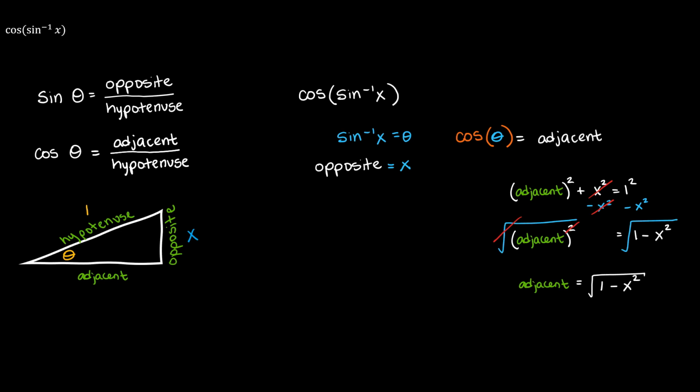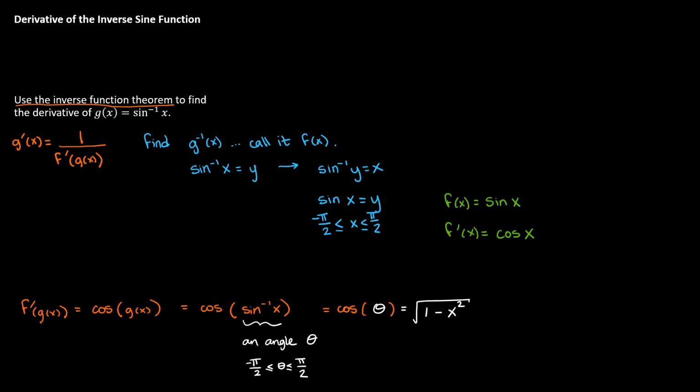Now we can see that the adjacent side of this triangle is the square root of 1 minus x squared. That is what cosine theta is equal to. So remember, cosine of sine inverse of x is what we are calling cosine theta. Coming back to the problem we were working on, we can now say that f prime evaluated at g is the square root of 1 minus x squared. So we used our right triangle to determine that that's what it would have to look like.